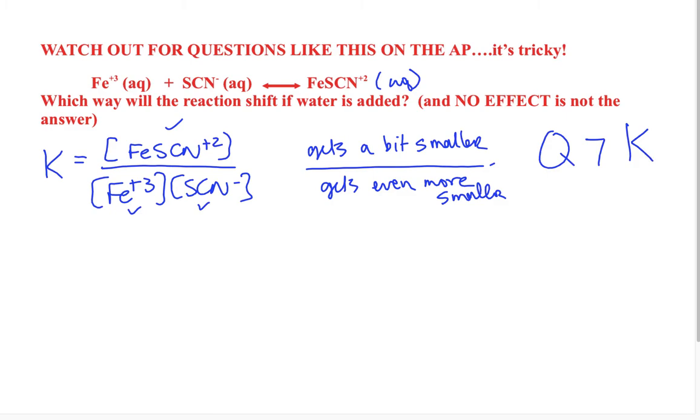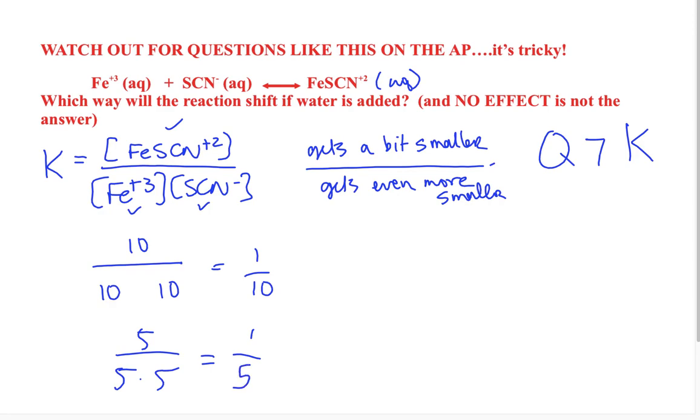Q is greater. Does everyone see that? Do I need to show you the math? If everything has a concentration of 10 molar, what is the K? 1 over 10, right? If I cut everything in half, what is the Q now? You see how now Q is bigger than K?